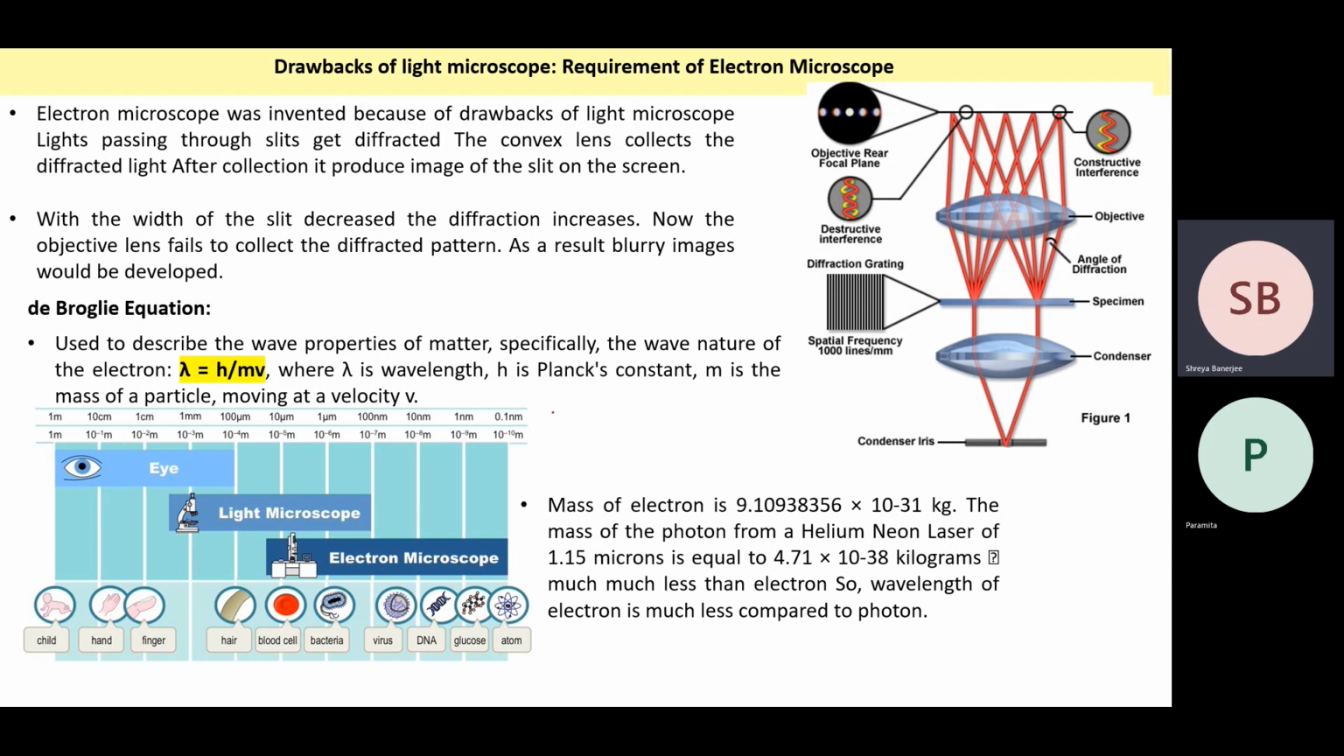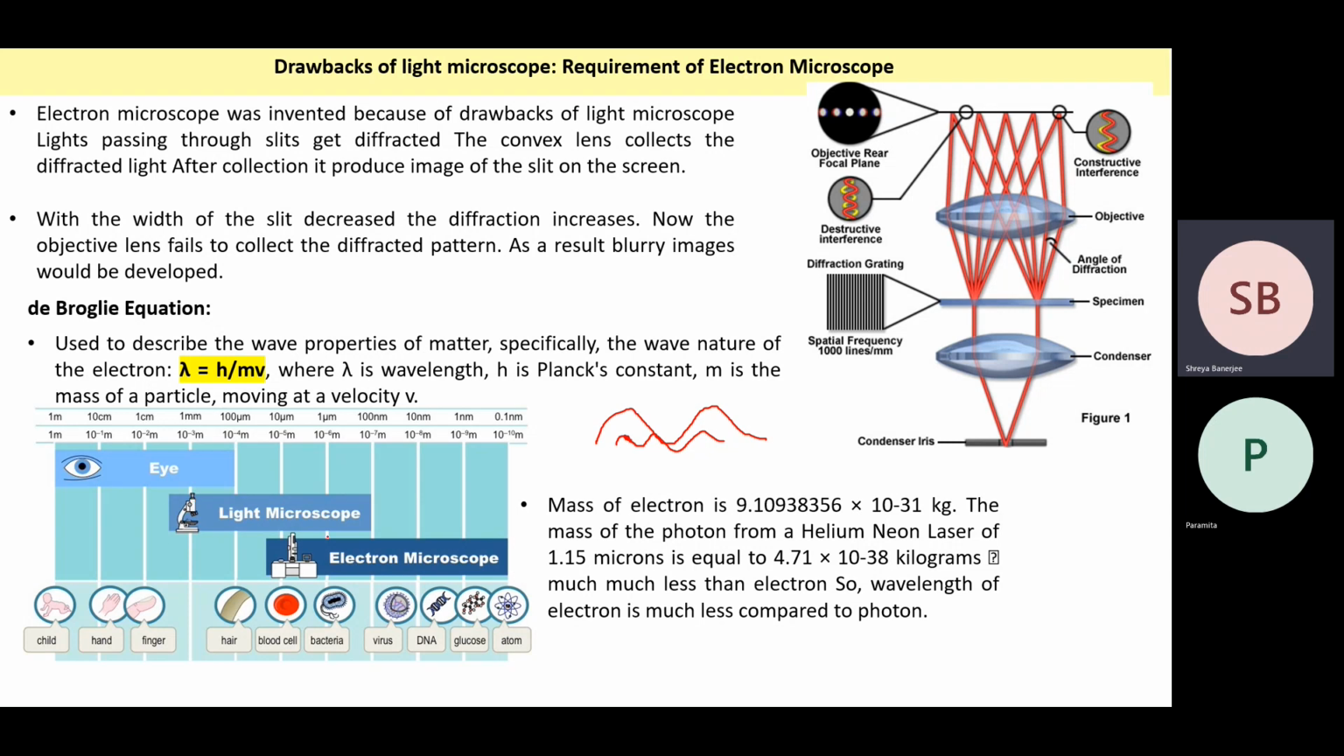Suppose this is your photon wave, and the virus that you want to study is very small, just this size. The wave will completely pass through the particle and you won't be able to study it. But the electron wave, since the mass of an electron is much larger, its wavelength is much smaller. So an electron wave will kind of interact with the particle because its wavelength is much smaller. And so you can actually observe much smaller particles using electrons compared to photons.